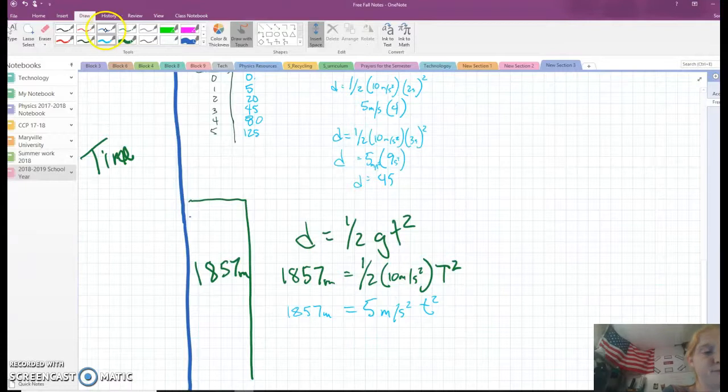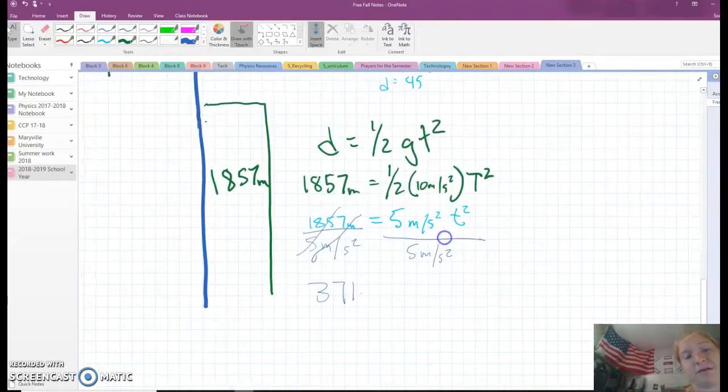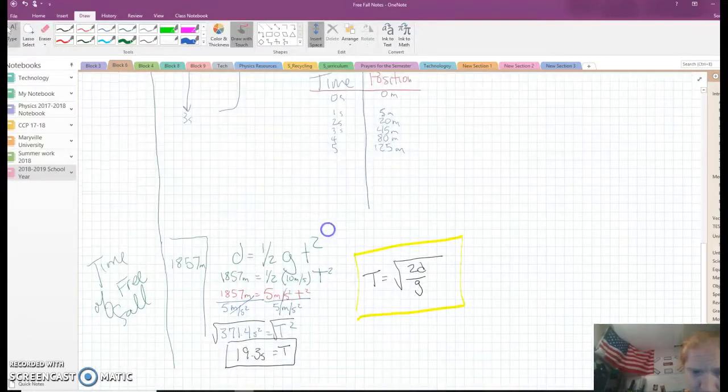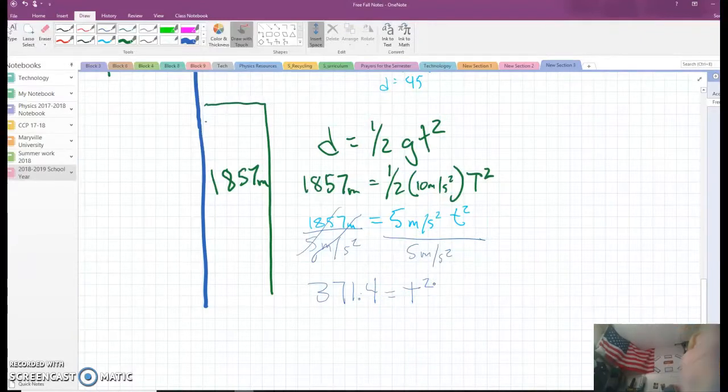How do I get rid of this? It's stuck here. Divide both sides by 5 meters per second squared. Meters cancel. The number is like 371 point something. Not opposed to that in this case because we've done it a couple of times. 371.4 equals t squared.